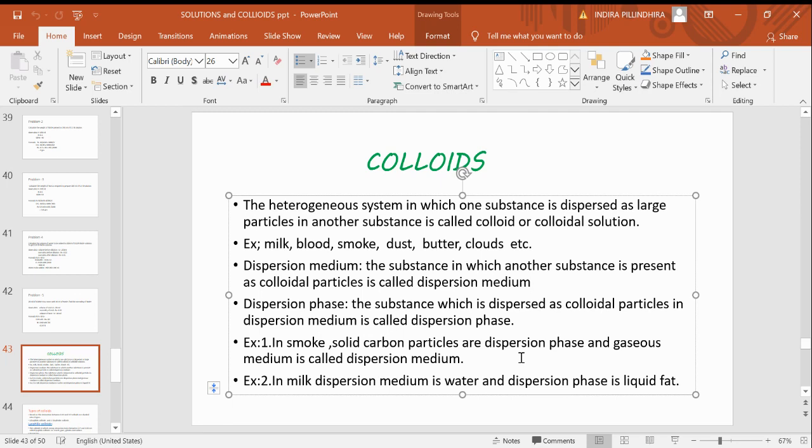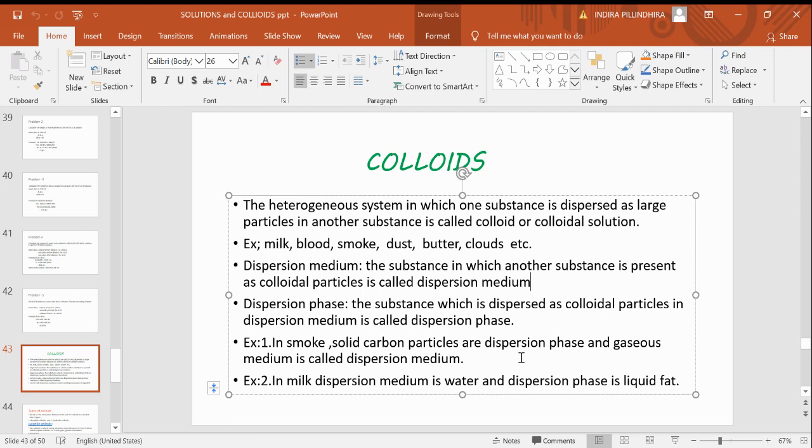Similarly, in the same manner, we'll see another example. Milk. In milk, the dispersion medium is water and the dispersion phase is liquid fat. So fat particles are dispersed in the water. So it is the dispersion medium, that is water, in which the dispersion phase, that is liquid fat, is dispersed. Okay, so this is about the colloid.